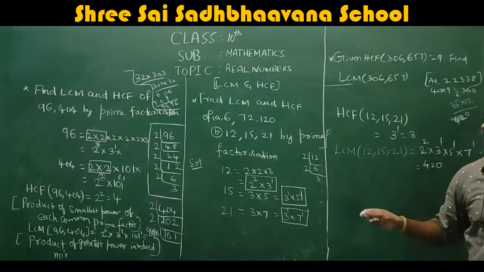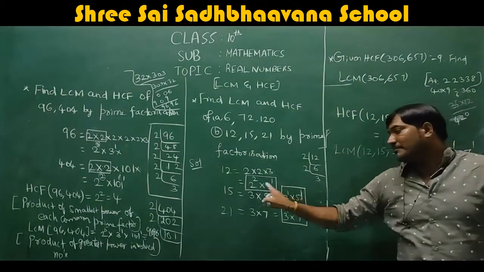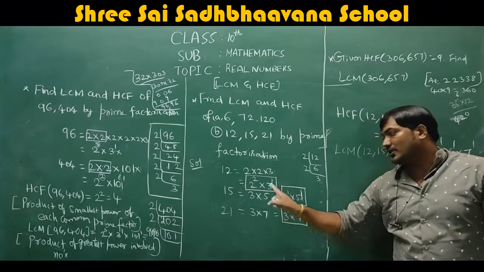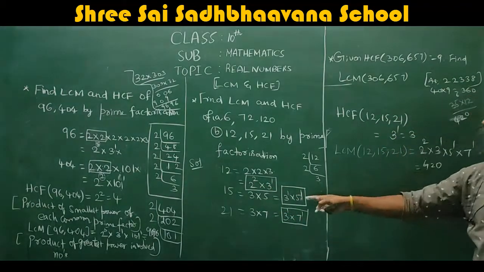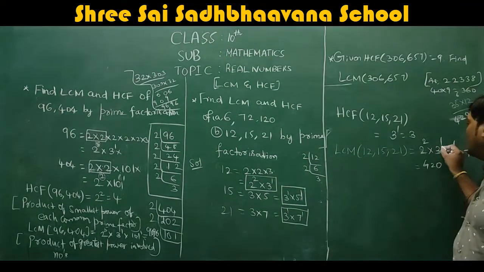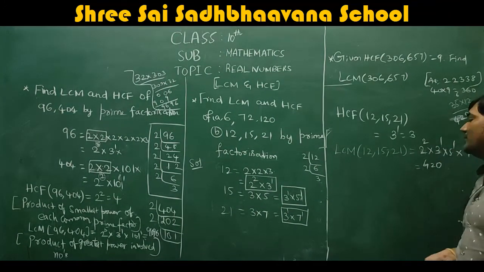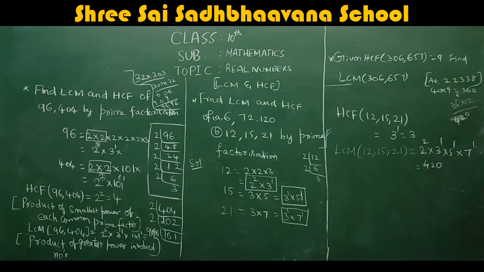After writing that, see which is the highest power. Square for 2, this is the highest power. So write 2 square. For 3, 5 and 7, we have 1 only. So 3 power 1, 5 power 1, 7 power 1. Multiply: 2 square is 4, 4 into 3 is 12, 12 into 5 is 60, 60 into 7 is 420. So LCM is 420.